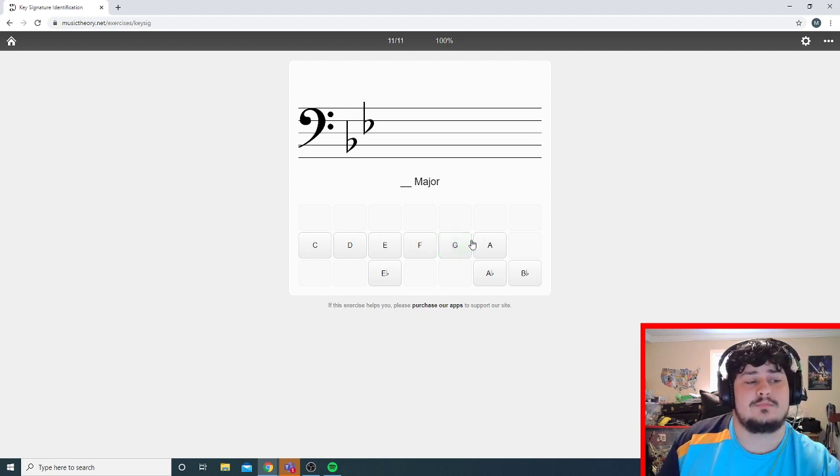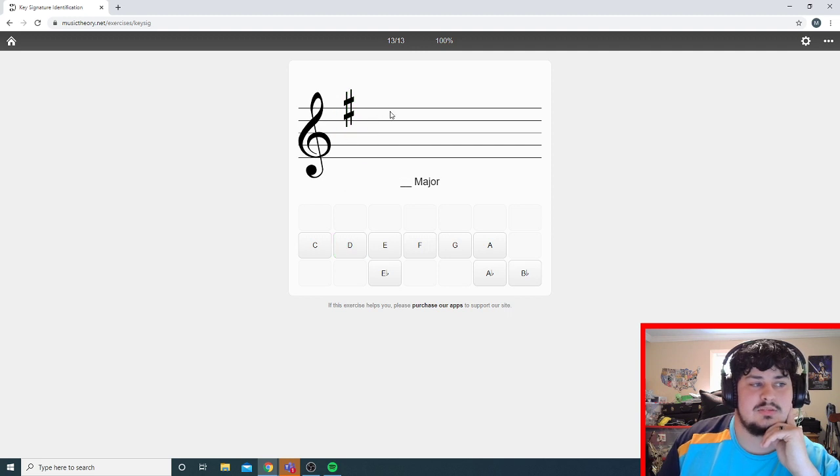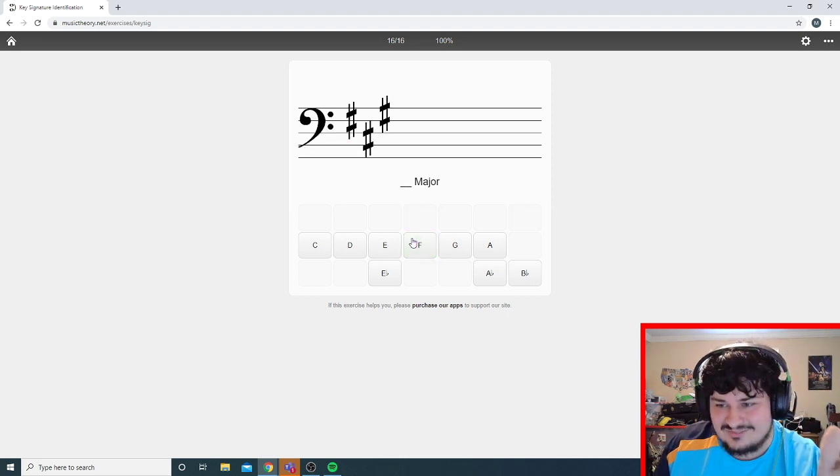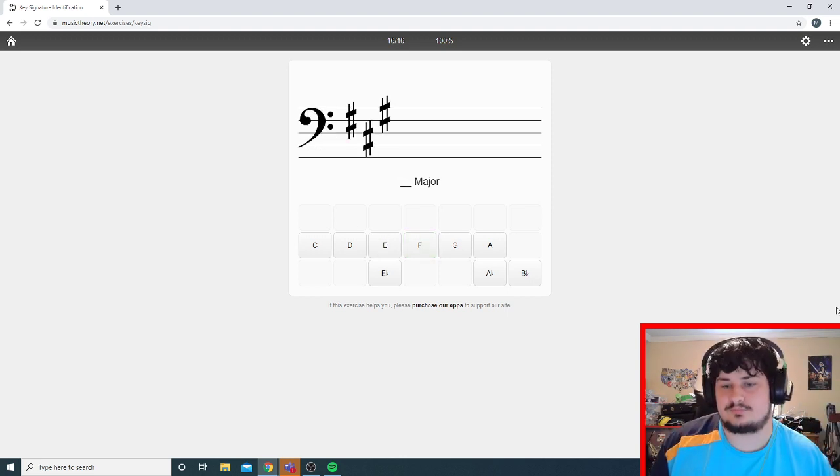Two flats. We know that is B flat now. C sharp to D, D major. F sharp to G, so it's G major. G sharp to A major. One flat. We memorize that as F.